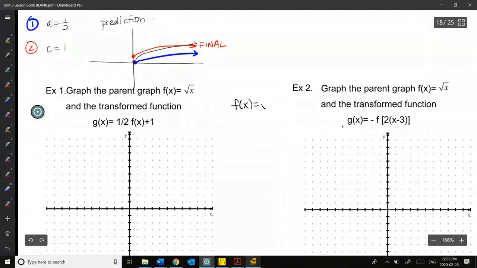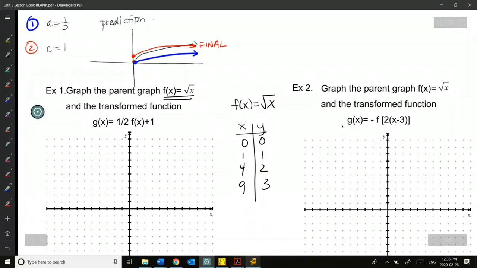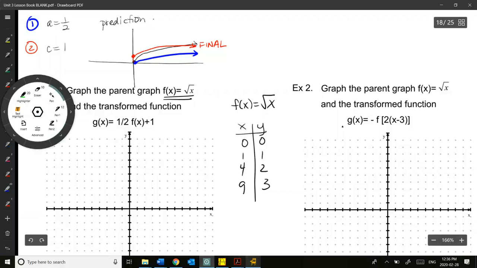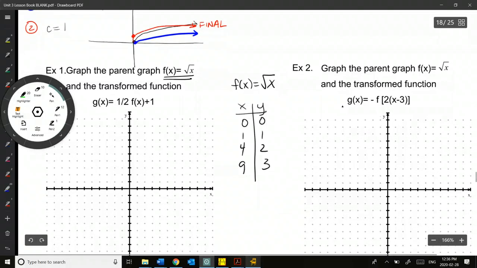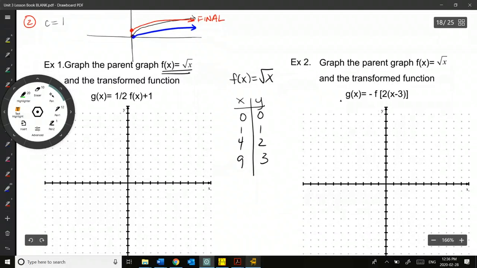So our key points for our parent function, this is now telling us you're starting with the square root of x function. And we listed the key points above. They are 0, 1, 4, 9, and their corresponding points 0, 1, 2, 3. These are now the points that I'm going to use to do transformations to. Same way that I did them to x squared, but now the parent function is different. Okay, but I'm going to calculate the transformations in the same way as I did yesterday.